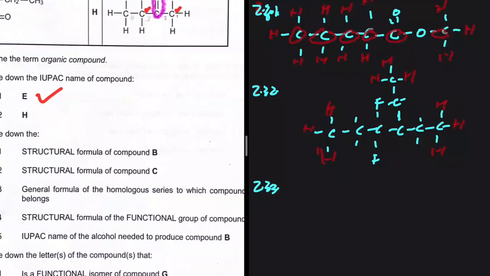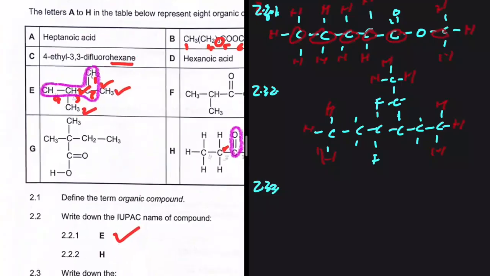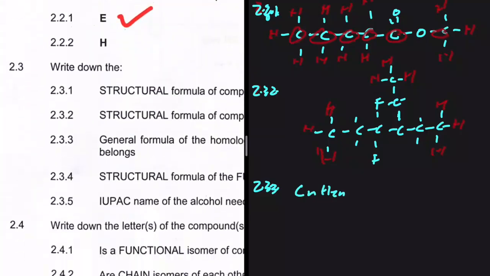2.3.3 general formula of the homologous series to which compound E belongs. Compound E is an alkene, so the general formula should be CnH2n. Yes, not plus 2, not minus 2, just CnH2n.